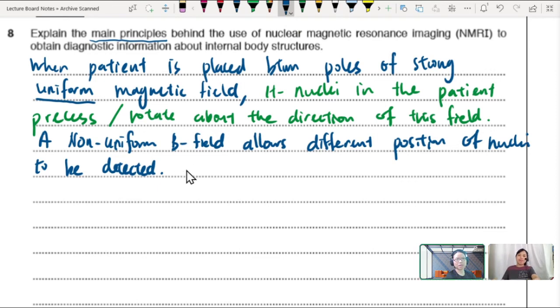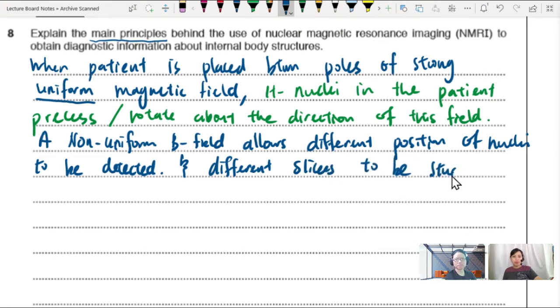Okay? And remember the slicing? Different slices to be studied. So you've got to plan your scan. Where do you want to scan? How do you want to slice? How do you want to apply the gradient field? All these are important. Okay, now we are ready to send in the radio wave.